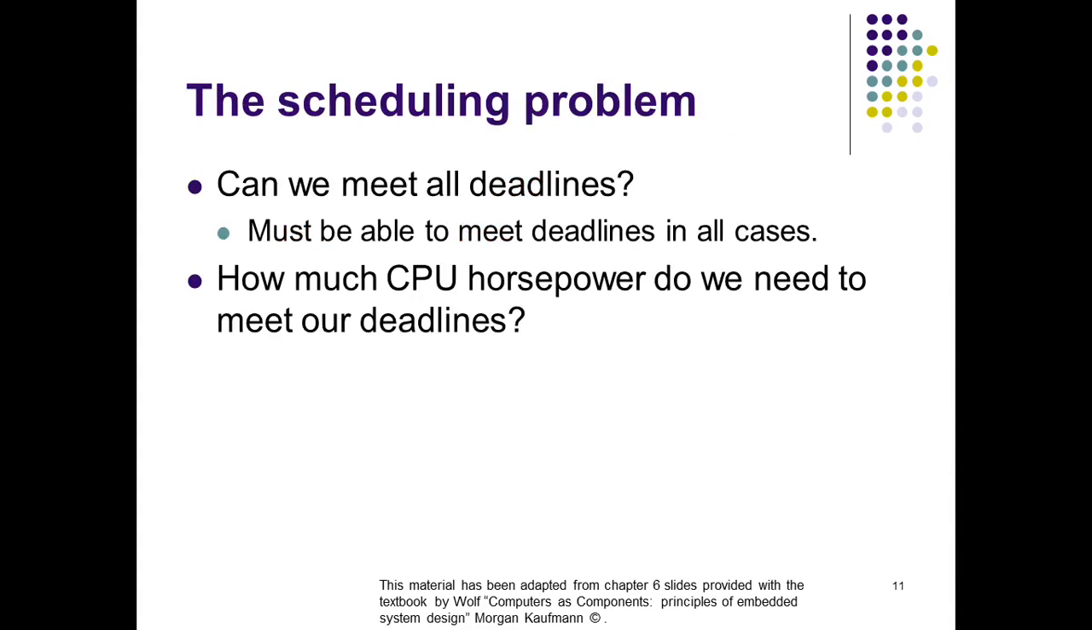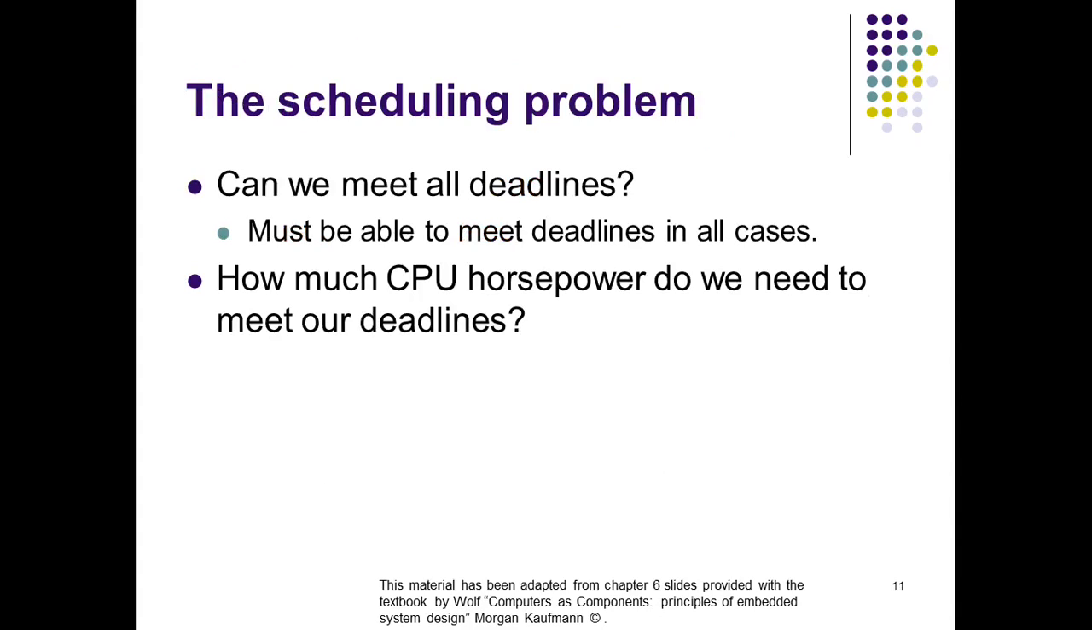Okay, so what is the scheduling problem? The key question that all of this is trying to answer is, can we meet all our deadlines? The second question is a different way of phrasing the same question. How much CPU horsepower do we need to meet our deadlines? So if we're not meeting our deadlines, what options do we have?